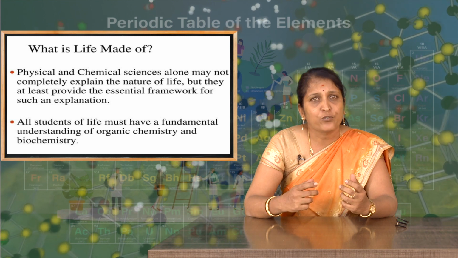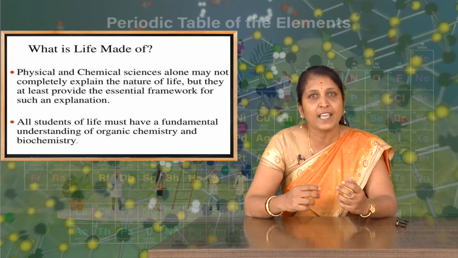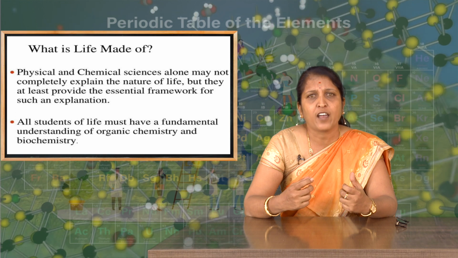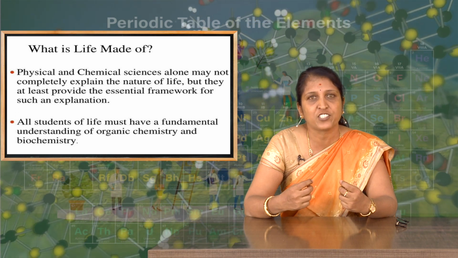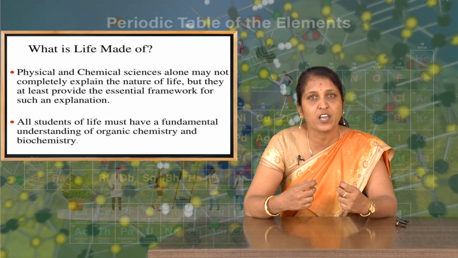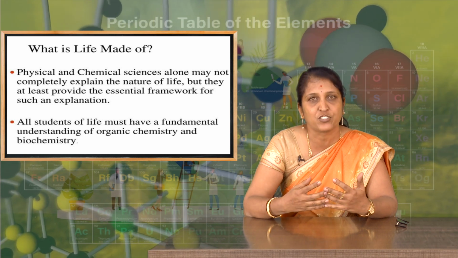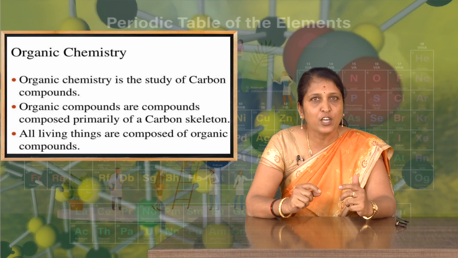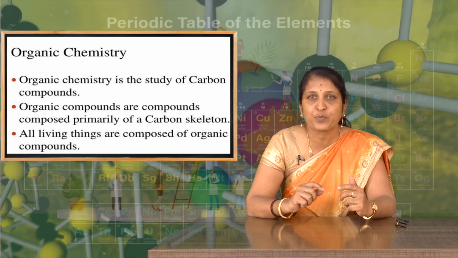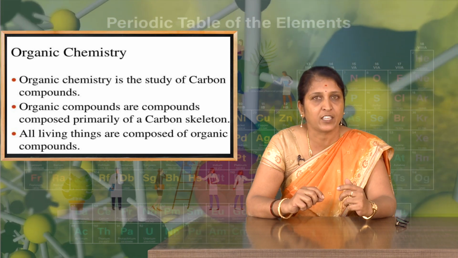What is life made of? Physical and chemical science alone may not completely explain the nature of life, but they at least provide an essential framework for such an explanation. All students of life must have a fundamental understanding of organic chemistry and biochemistry. Organic chemistry is the study of carbon compounds. Organic compounds are compounds composed primarily of a carbon skeleton. All living things are composed of organic compounds.